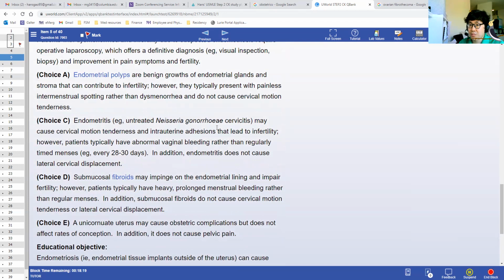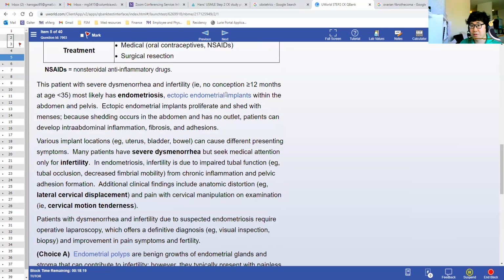All right, endometritis may cause cervical motion tenderness, intrauterine adhesions that lead to infertility. However, patients have abnormal vaginal bleeding rather than regularly timed menses. And also, endometritis does not cause lateral cervical displacement. Okay, so maybe I was wrong about the PID thing, but I think my reasoning was solid enough for the rest of the case. Endometritis causes abnormal vaginal bleeding rather than regularly timed menses. Okay, I actually didn't know that. Not sure if that's high yield or not, but all right, I guess that's good to know.